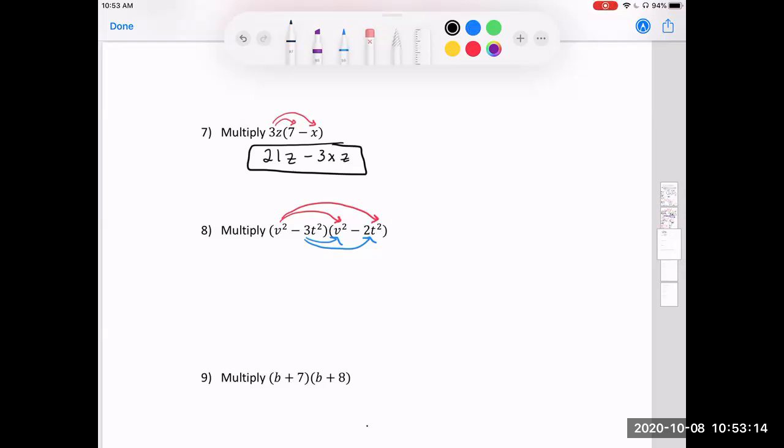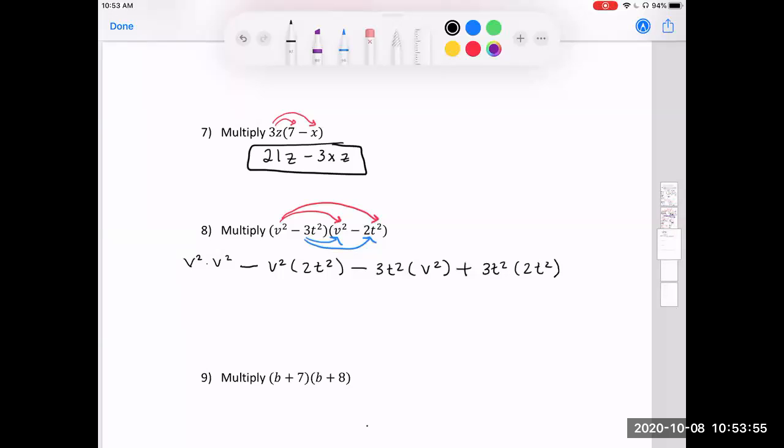Okay, so we have b squared times v squared. And so that's the first arrow. And then we have b squared times negative 2t. So positive times a negative is a negative. B squared times 2t squared. And then we have a negative times a negative, which is a negative. 3t squared times v squared. And then lastly, we have a negative times a negative, so it's positive. 3t squared times 2t squared.